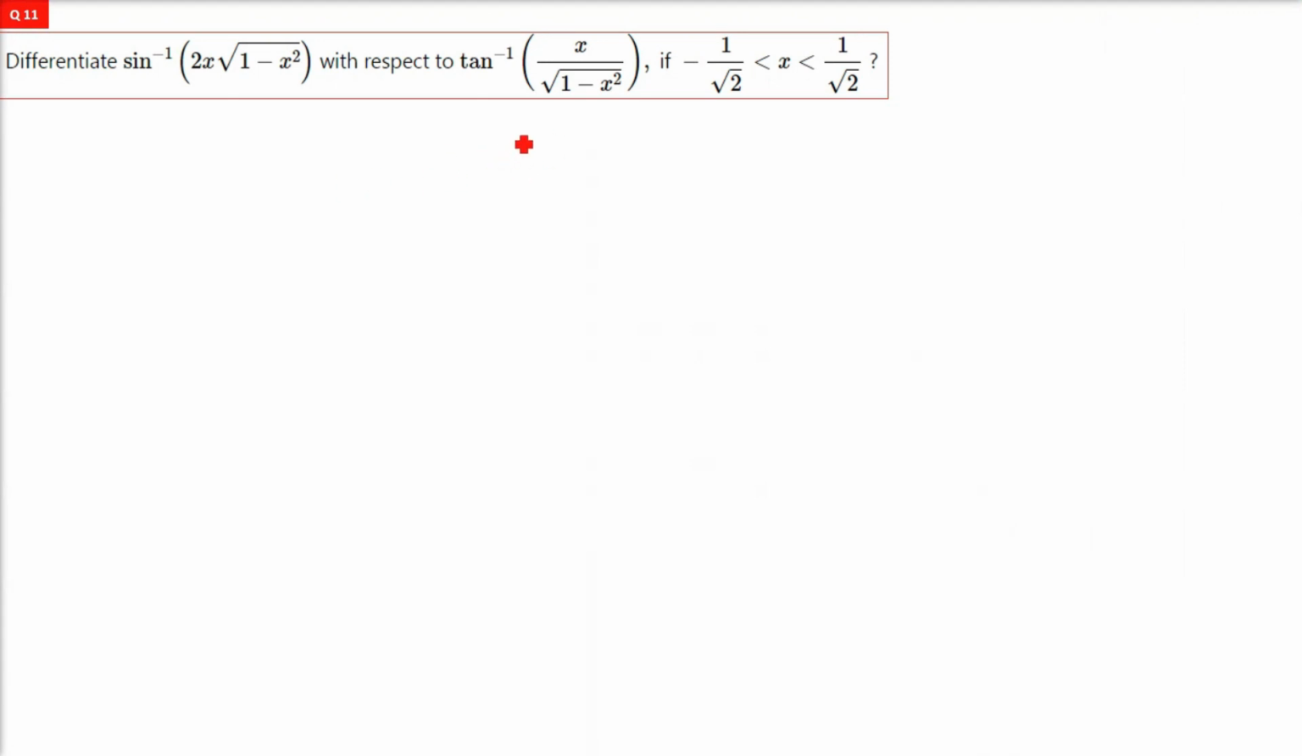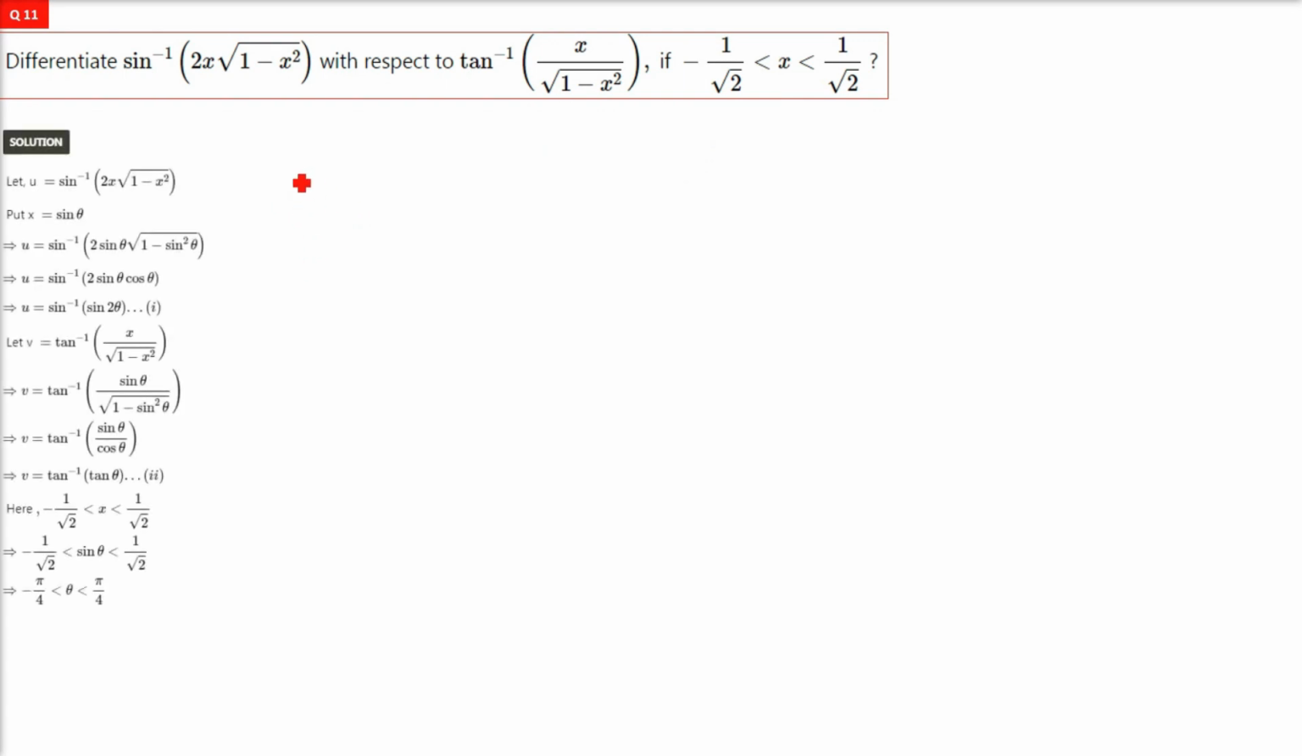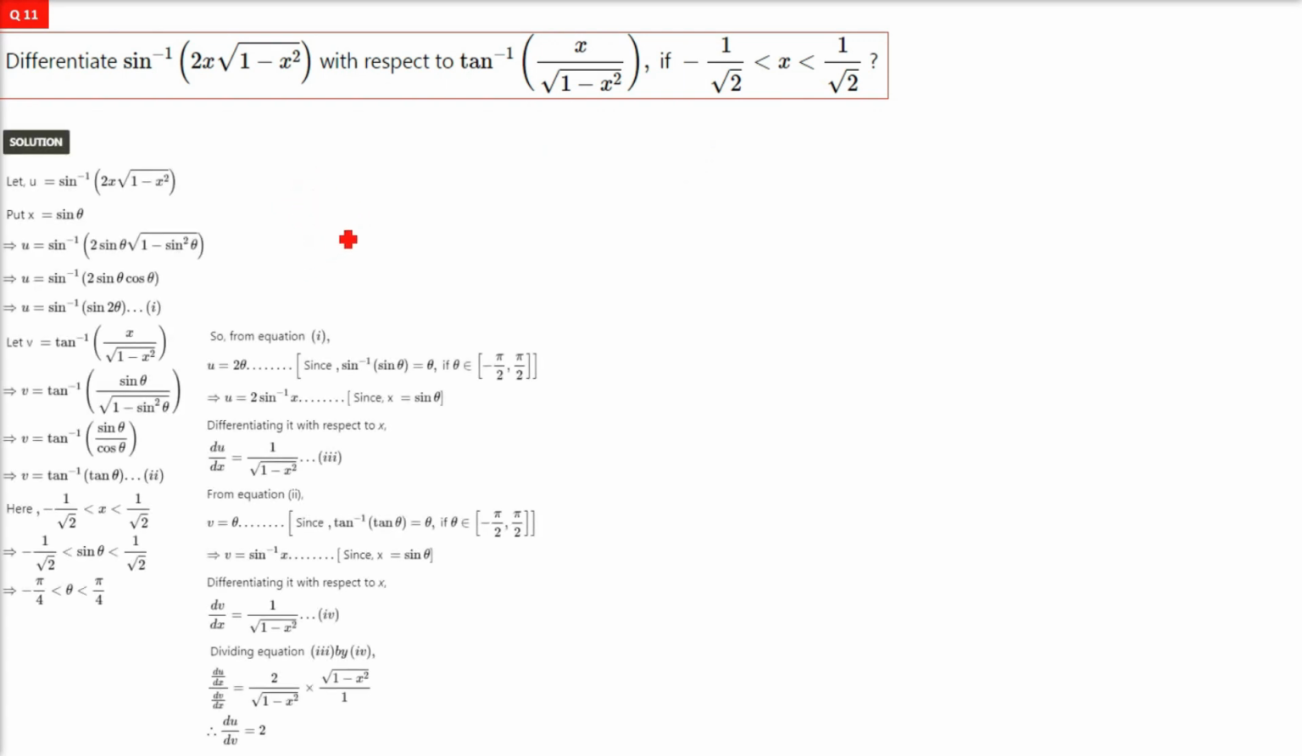Differentiate this two. The boundary is also given. So we'll check the boundaries also. So we have seen question like this. We have done question like this. You know, without any problem, you can just write x equals sine theta. So this is u, this is v. So du by dv you have to find out.